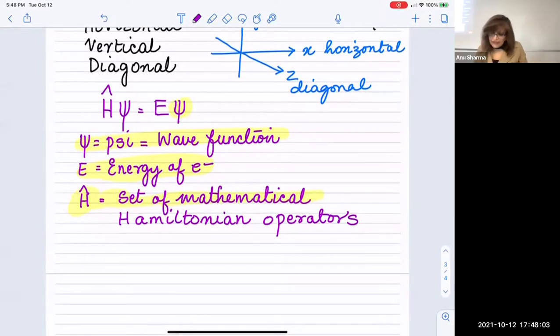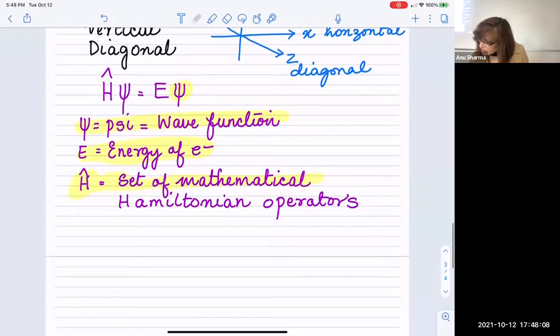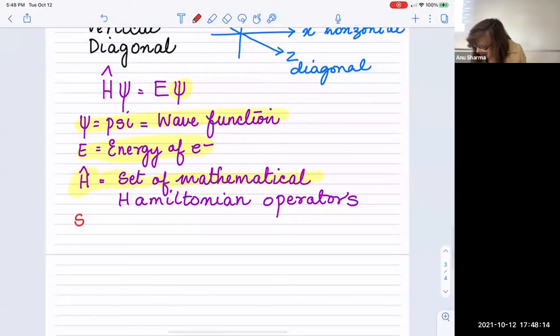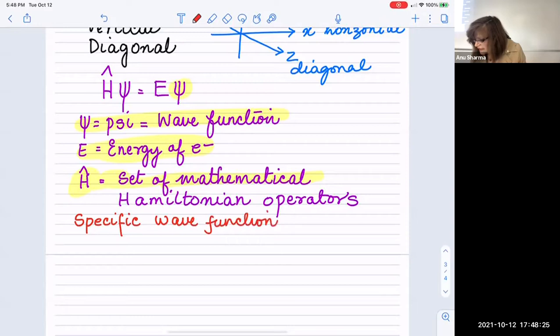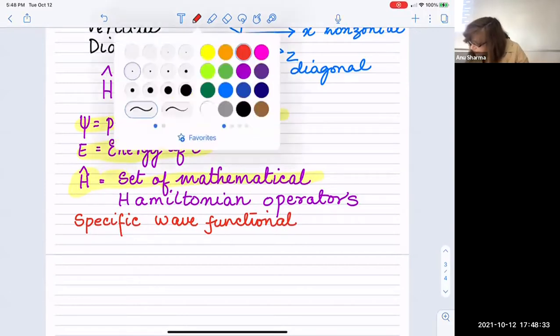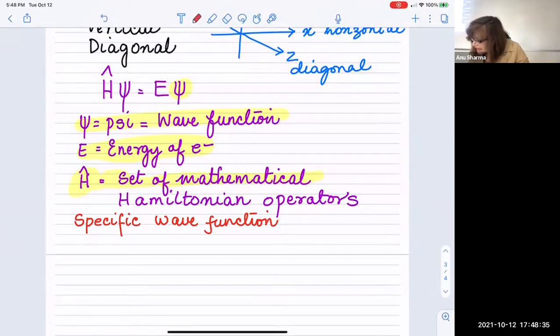We are not looking into the details, but what are we looking at? His main thing was the wave function. What do you mean by wave function? He's saying that the specific wave function is called the orbital. That is where the electron is found. It is very specific to every single electron. A really remarkable discovery of his. Every electron is associated with an orbital.